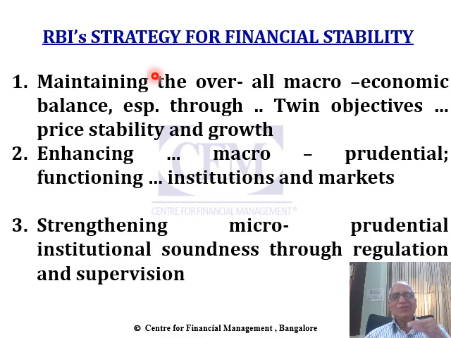RBI strategy for financial stability involves: 1. Maintaining the overall macroeconomic balance, especially through the twin objectives of price stability and growth. 2. Enhancing macroprudential norms for the functioning of financial institutions and markets. 3. Strengthening microprudential institutional soundness through regulation and supervision.